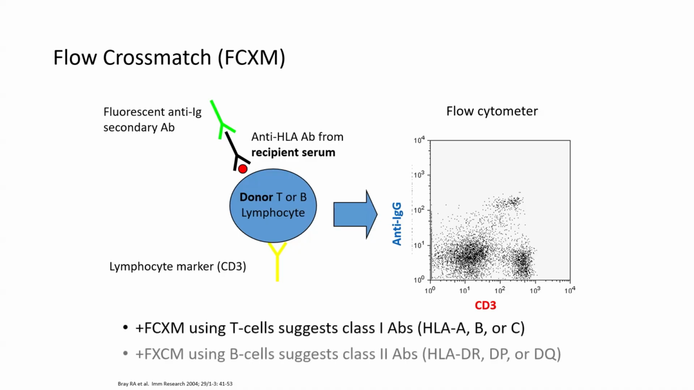So these are just saying that you can tell if it's against T cells, it's MHC class 1. If it's against B cells, it's MHC class 2 because B cells are antigen presenting cells.